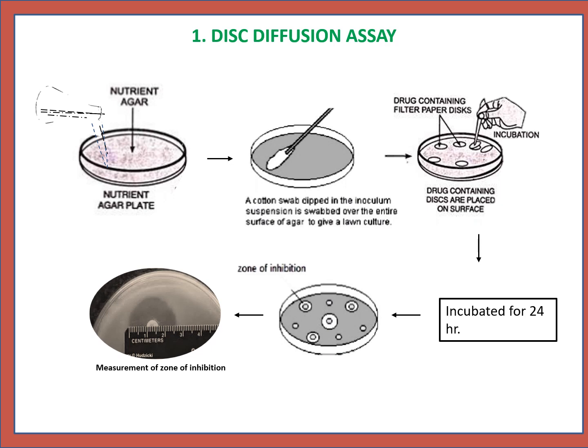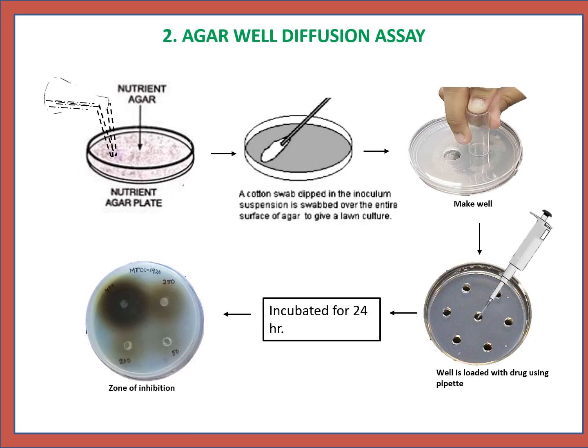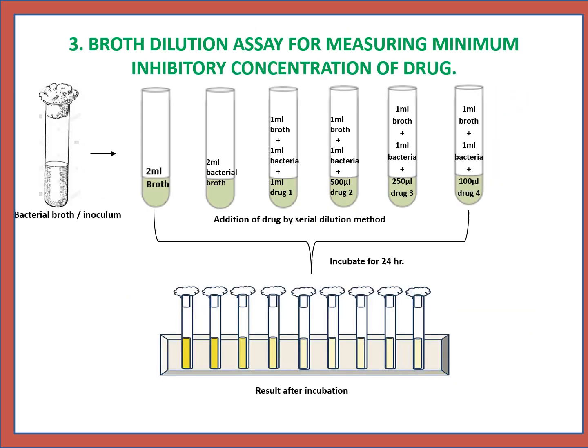So first is the disc diffusion assay. You can observe this is the disc diffusion assay. So complete the steps, you can observe and you can do. After this is the agar well diffusion assay. These are the steps. You can observe the zone of inhibition after the agar well diffusion assay. Here you can observe the broth dilution assay for measuring the minimum inhibitory concentration of a drug. So everything I illustrated here you can observe.